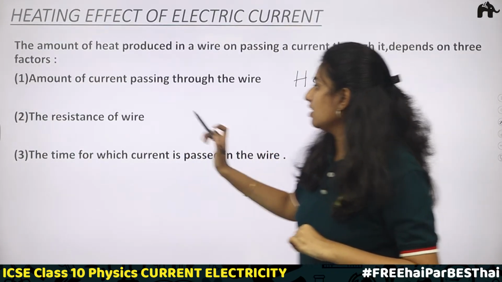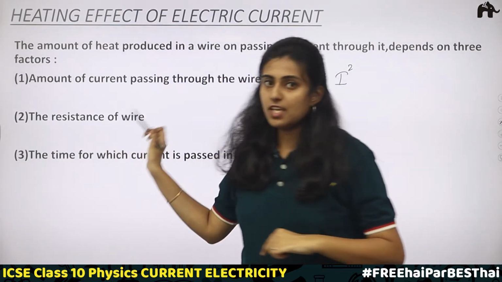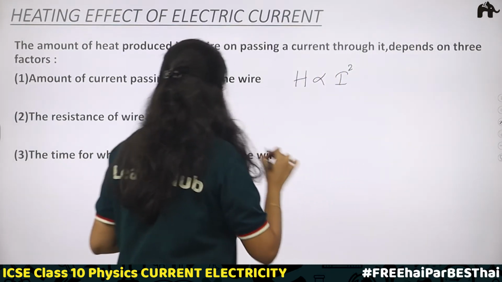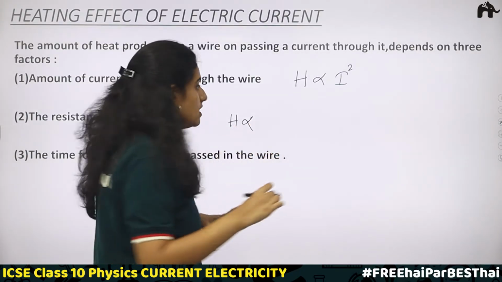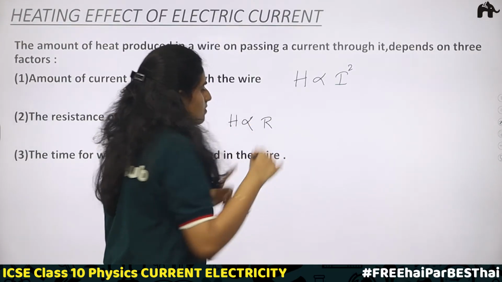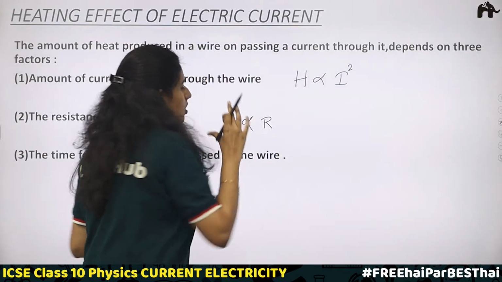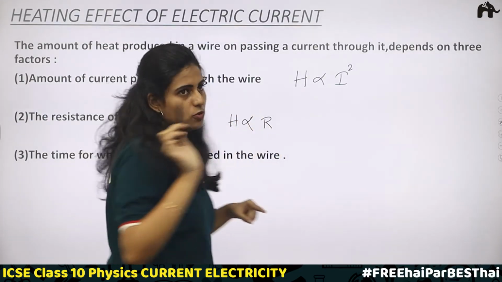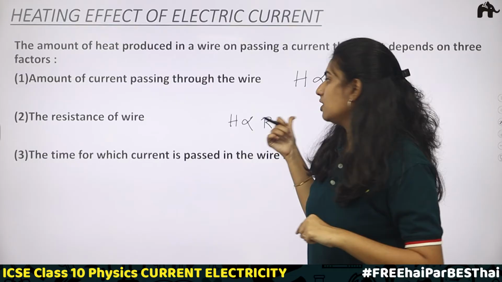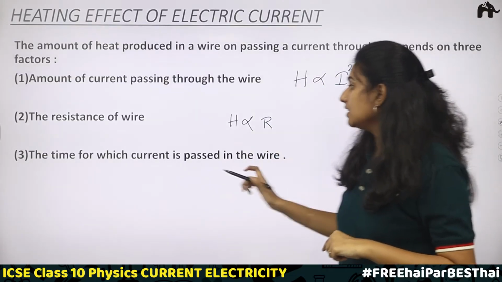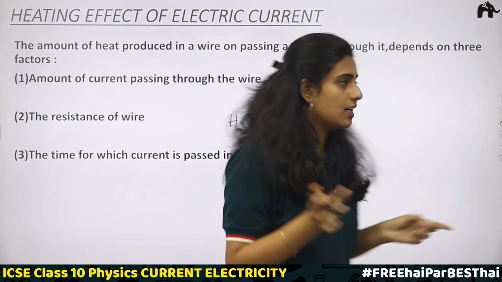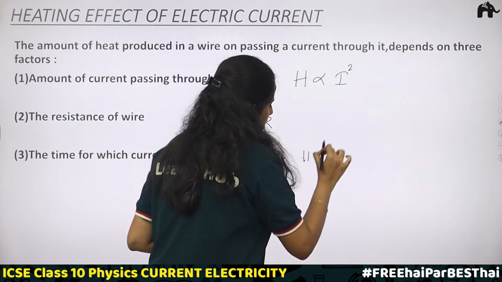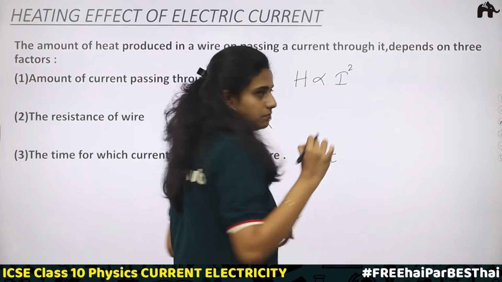The second factor is the resistance of the wire, R. If you know the resistance value, when it increases, the heat energy will also increase. They are directly proportional. Heat energy is directly proportional to the resistance of the wire used. And the third factor is the time for which the current is passed in the wire. Again, heat energy is directly proportional to time.